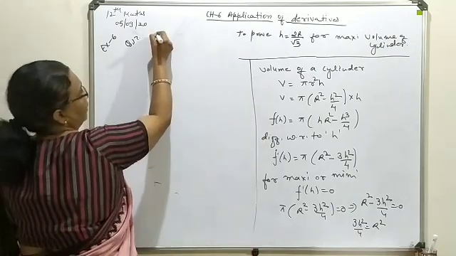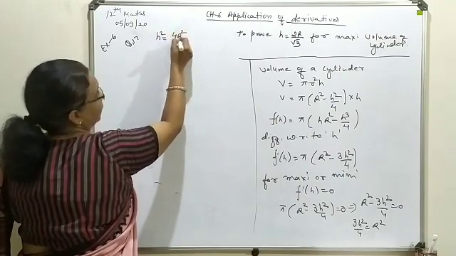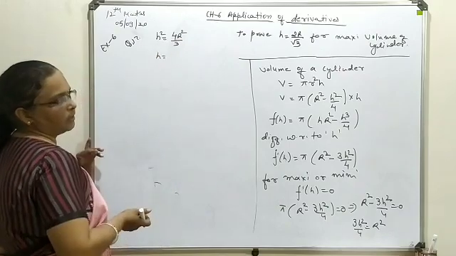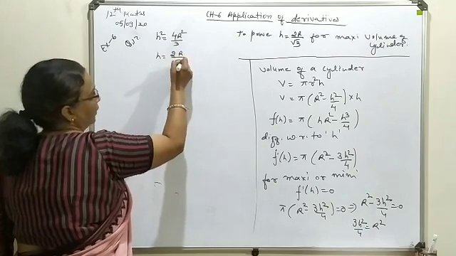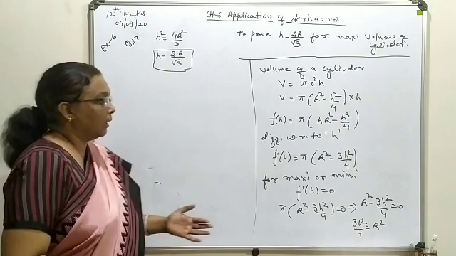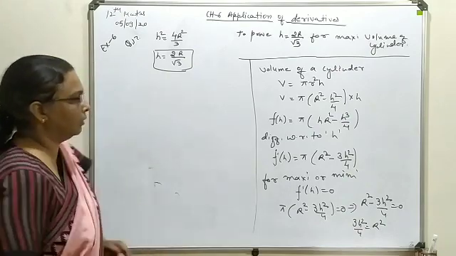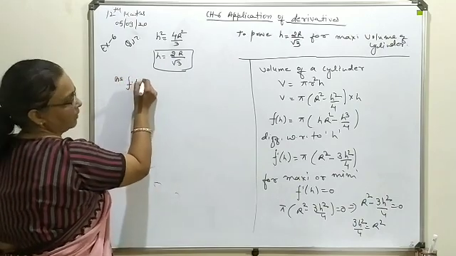Here what we are having, h square is 4r square upon 3. On taking the square root, h is a height, so obviously the positive quantity only you will consider, 2r upon under root 3. Now for this h and r relation, you will check whether it is a maxima or minima. So differentiate your first derivative a second time.